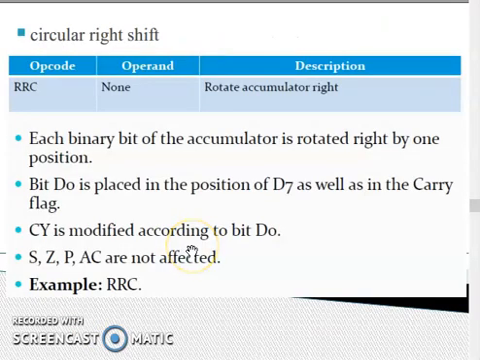Okay. So next is RRC, that is circular right shift. That is the next instruction. So here we will rotate the content of accumulator towards right. That is, each binary bit of accumulator is rotated right by 1 position. And D0 is placed in the position of D7 as well as in the carry flag also.